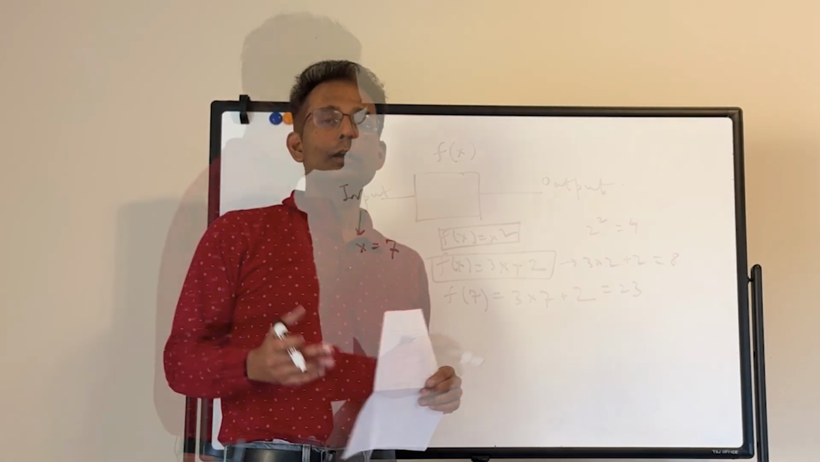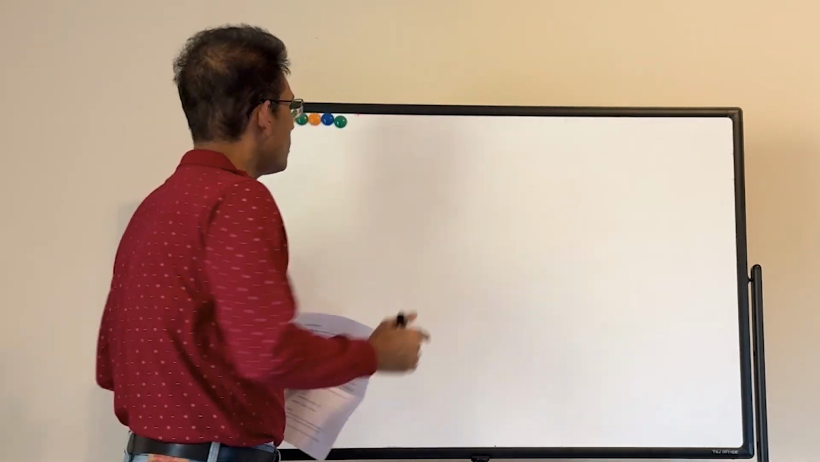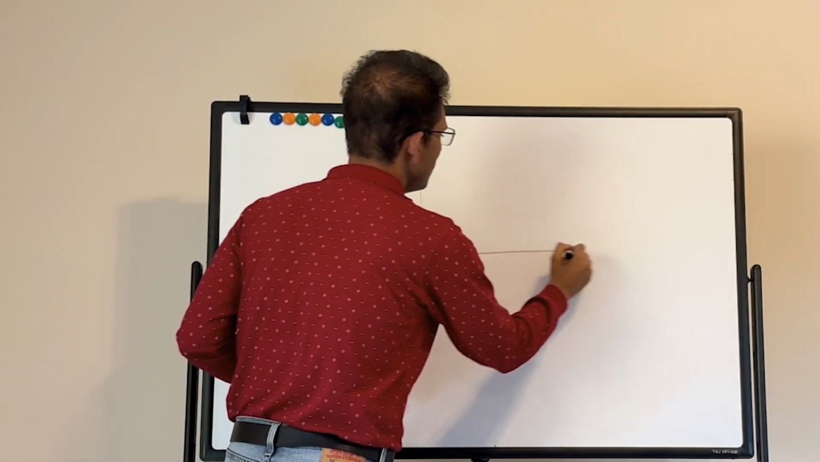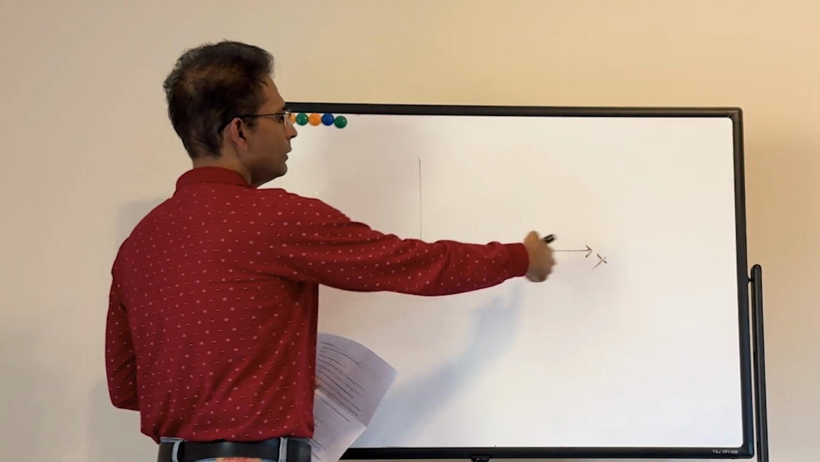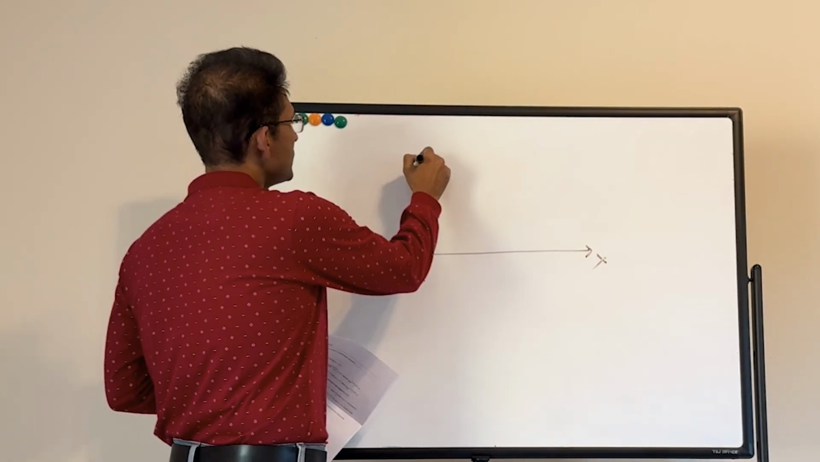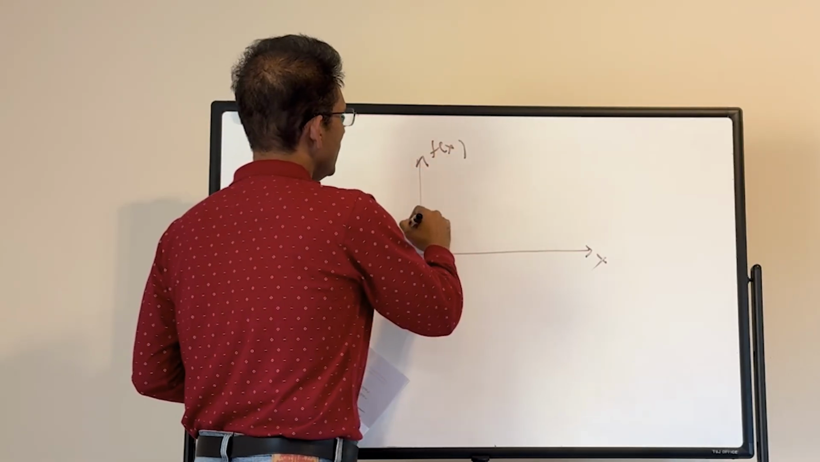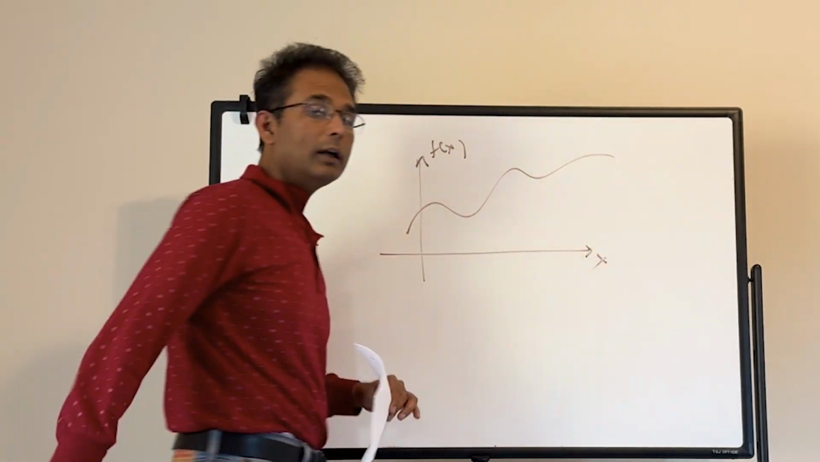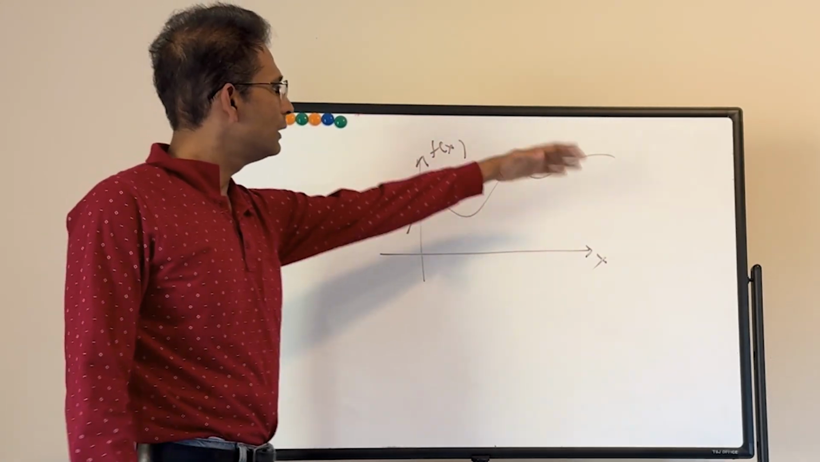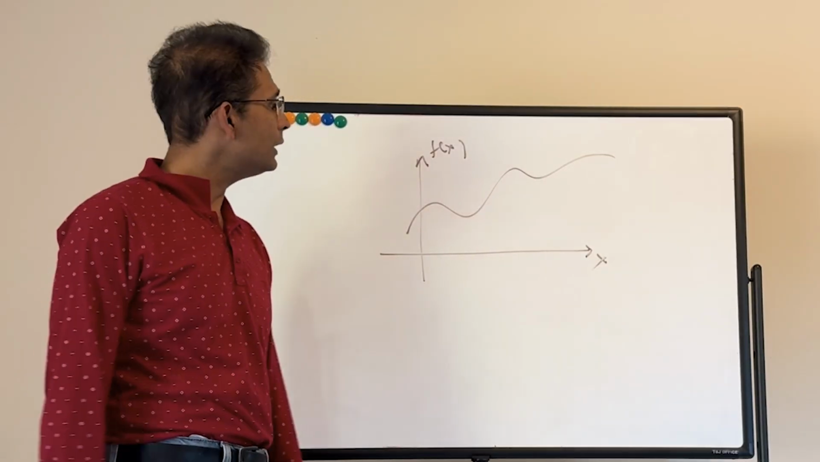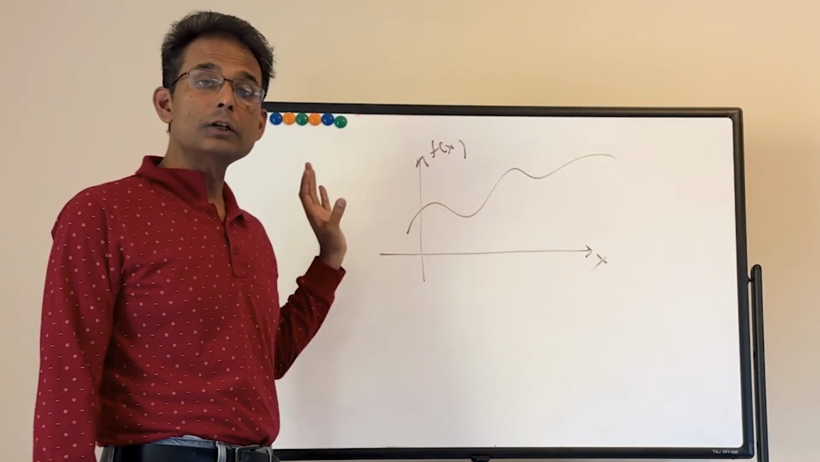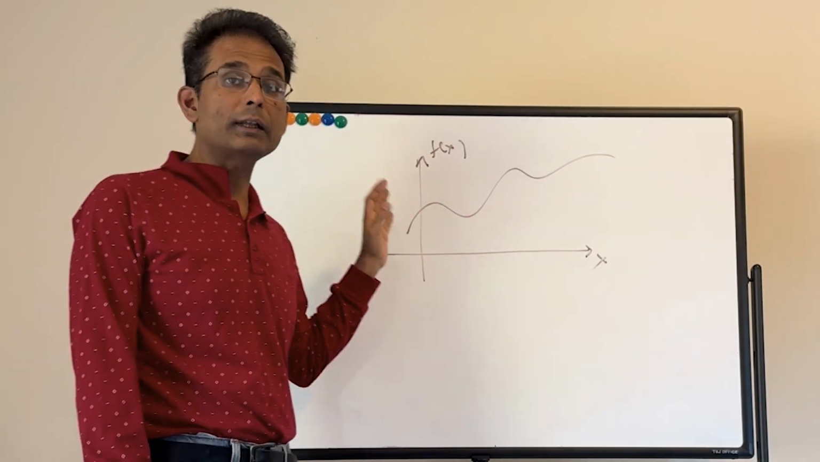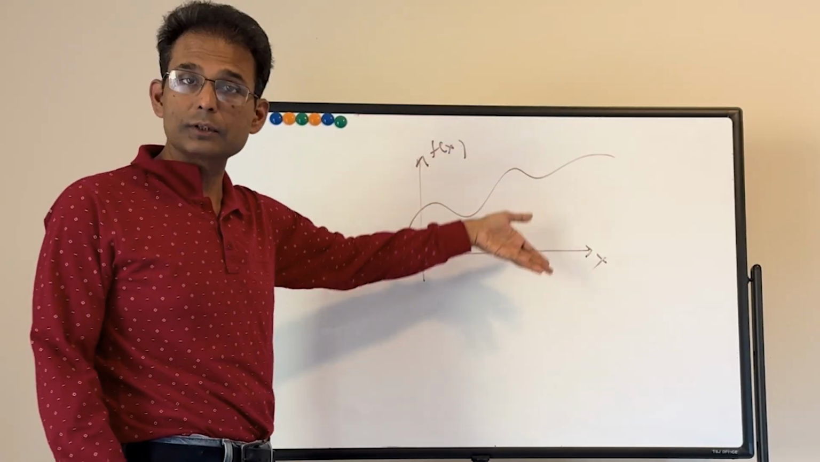So let's say you're trying to draw a function graphically. This is your independent variable, and this is f of x, the dependent variable. And let's say your function kind of goes like that. It's an arbitrary function, but this function is smooth. What that means is, it's not discontinuous.